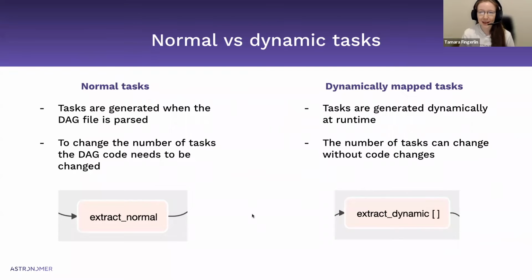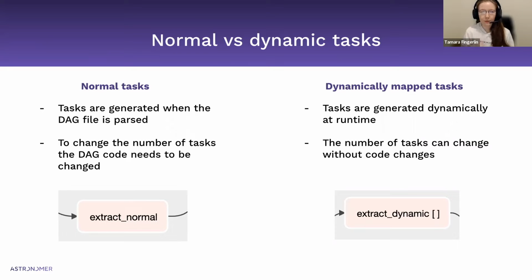To understand what a dynamically mapped task is, you have to first think about what a normal task is in Airflow. Normal tasks are generated when the DAG file is parsed. The scheduler, the Airflow component, parses your DAGs folder every 5 minutes for new DAG files, and every couple of seconds for changes in the existing DAG files. So you know this when you are developing a DAG and you add a task: this new task will be added in the Airflow UI, usually after a couple of seconds. This is how normal tasks get added to Airflow.